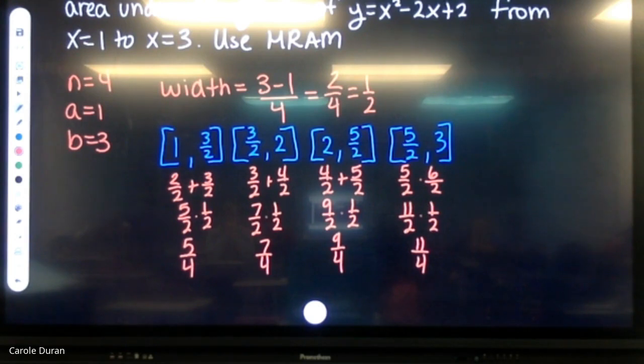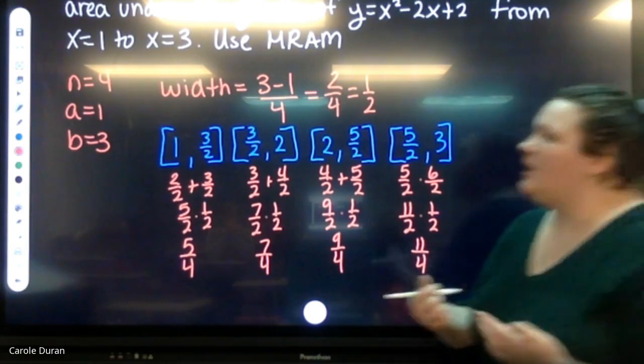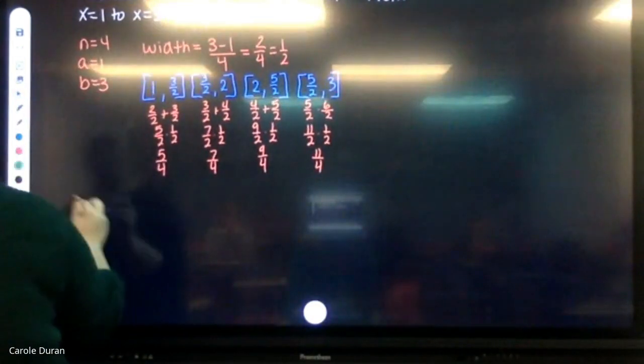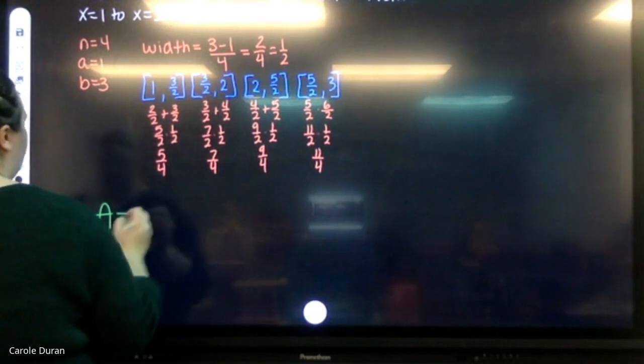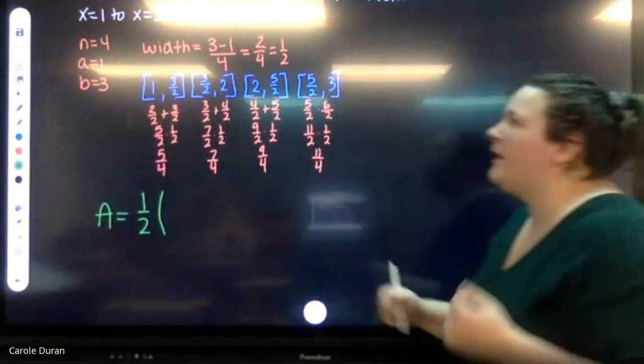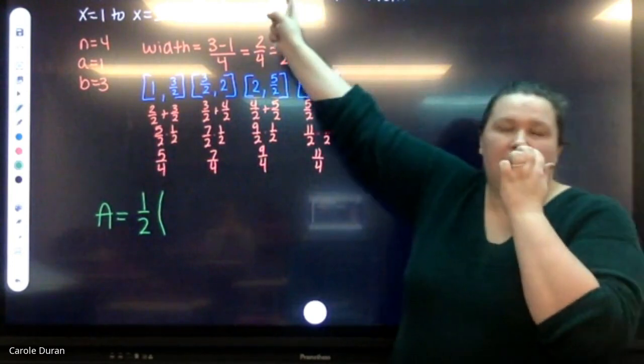Since it is divided by 4 and any decimal you got would terminate, you could also use the decimal version of these, though I hope that you get in the practice of using fractions more because they won't always be nice terminating decimals like these. So now I have my 4 midpoints, so I can set up my area equation. My area equation is area equals my width, which is 1/2, times each of these midpoints plugged in to this function.